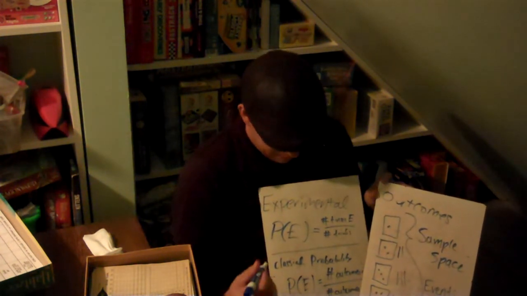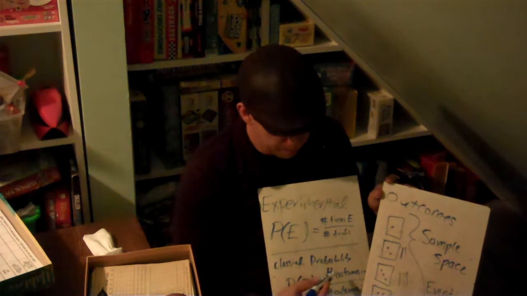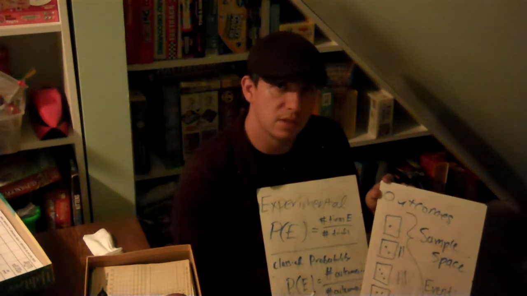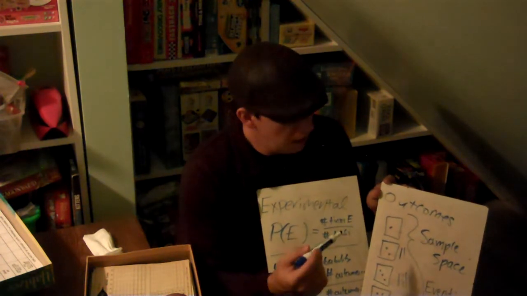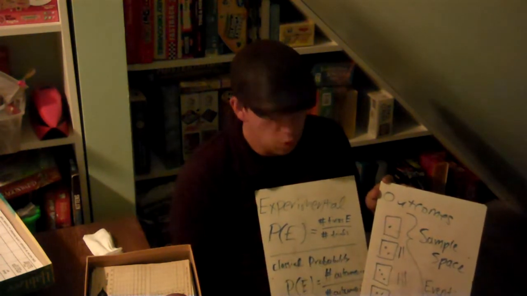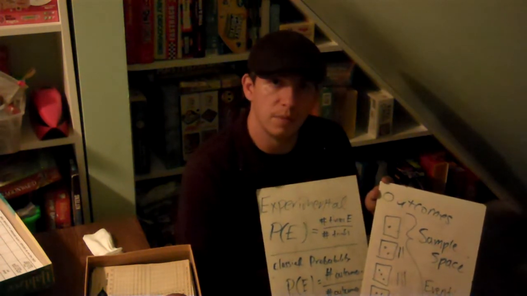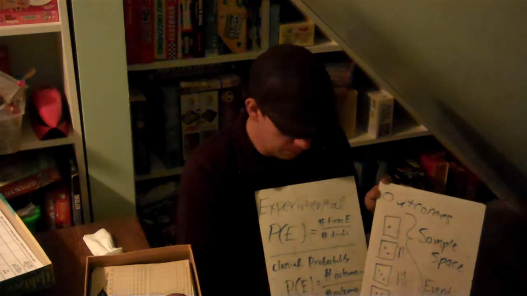So classical probability, you count the number of outcomes in the event that you're looking at, divided by the number of outcomes in the sample space. And experimental probability, you run the experiment, count how many times you get something that is in the event, and divide it by the number of times you actually ran the experiment.